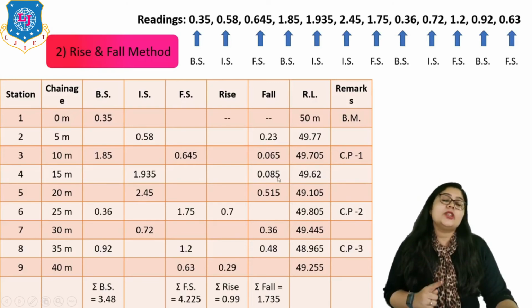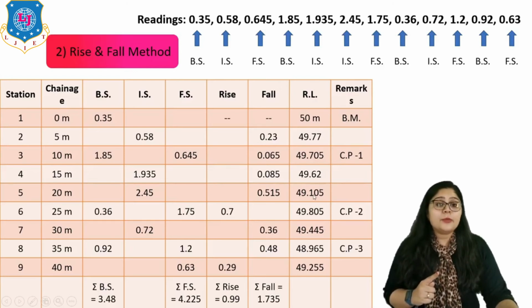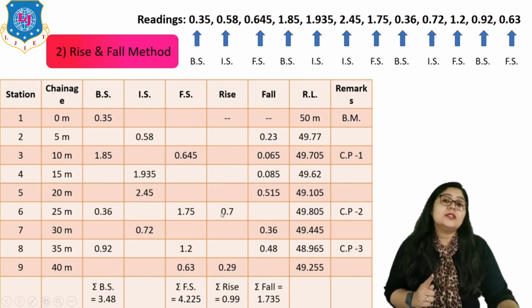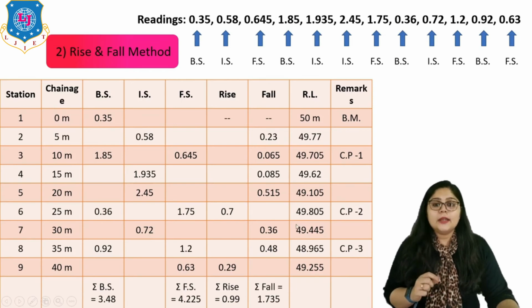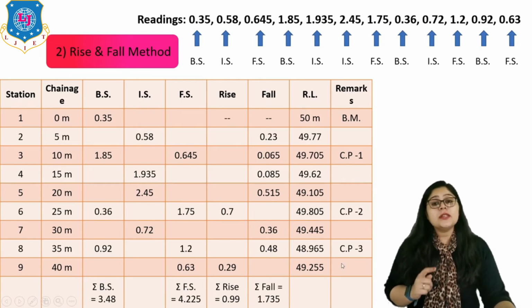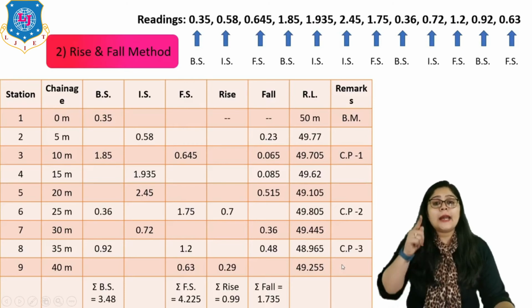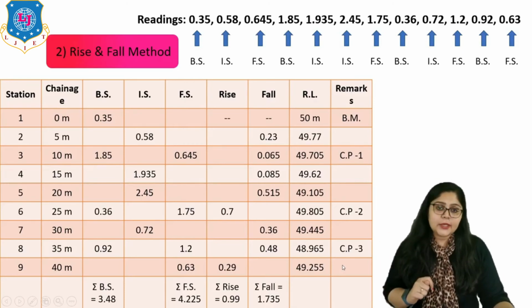49.77 minus 0.065 will give me 49.705. 49.705 minus 0.085 will give me 49.62. Same way 49.105, but now it is a rise. It means 49.105 plus 0.7 will give me 49.805. Now you understand, if there is a rise, I have to simply add it. If there is a fall, I have to simply minus it. So again, there are two falls, so I am going to minus it, right? So this is the way of calculation for RL of different points for the rise and fall method.